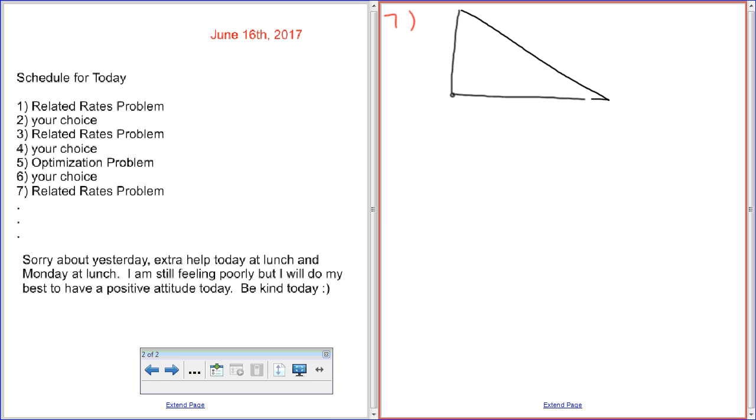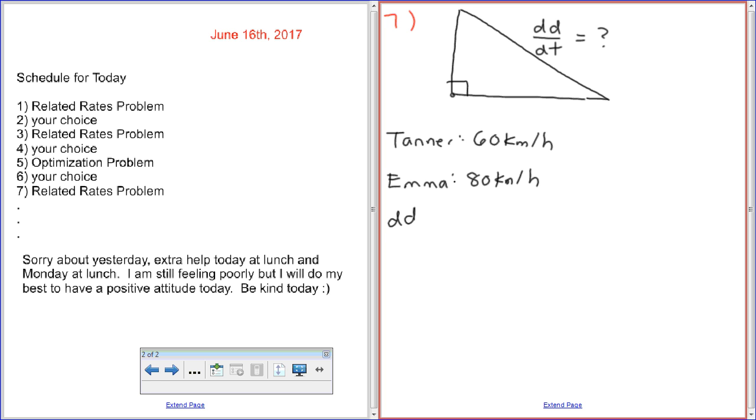As soon as you see something like this, you're going to draw a triangle. It's going to be a nice right triangle. Tanner is heading east at 60, and Emma is at 80. And they want to find dD/dt, which is going to be question mark, after 15 minutes.